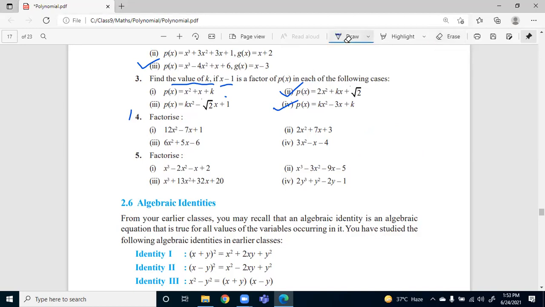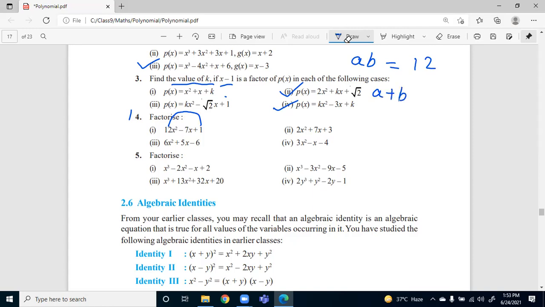And we have to split minus 7. Correct. So we need to split minus 7. Let me discuss a rough idea here. A into B is the product of the coefficient of the first term and the coefficient of the last term. So A into B is 12 here. And if I observe the middle term, then it should be A plus B.